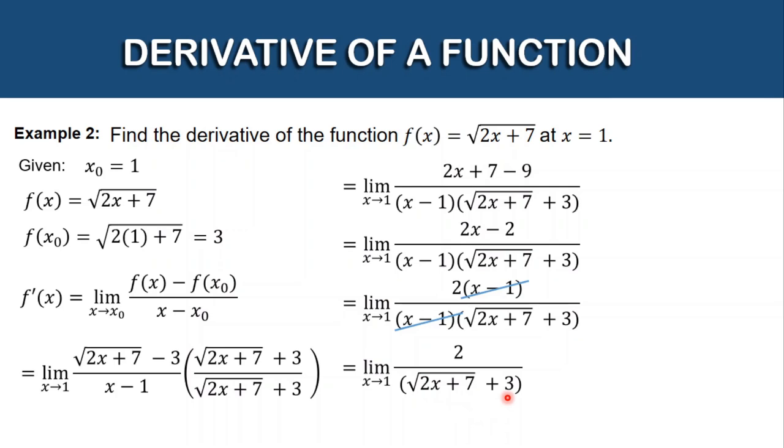And we can do the direct substitution here. 2, then sa ibaba, we have 2 times 1 plus 7 sa loob ng radical sign plus 3 sa labas. So 2 times 1 is 2 plus 7 is equal to 9. So the square root of 9 is 3. So 3 plus 3 is 6. So we have 2 over 6 and we can turn that into lowest term. And 2 over 6 is equal to 1/3.